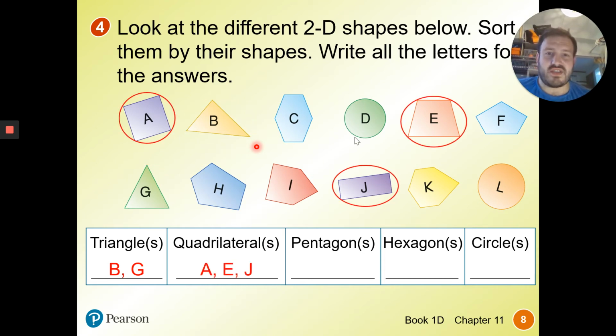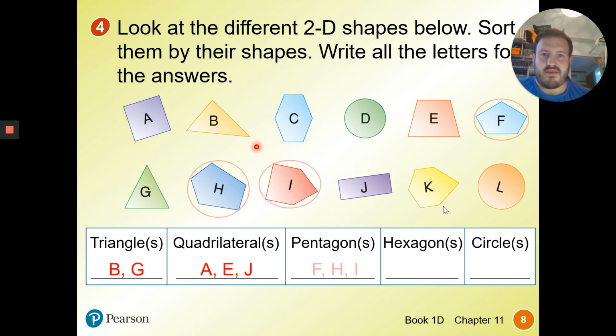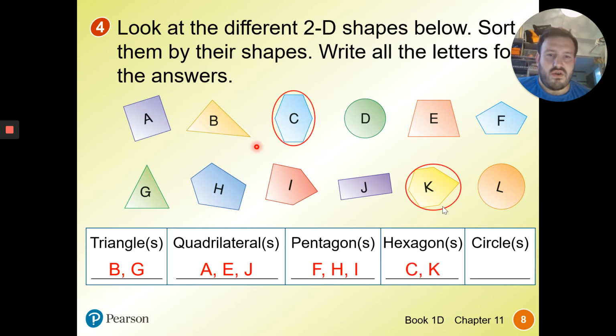Pentagon is a 5-sided shape. So let's start. We've got no, yes, F, H, I. F, H, I. Hexagons. Oh, I already gave you the answer. C and K. Well, then the last ones are easy. Circles. D and L.